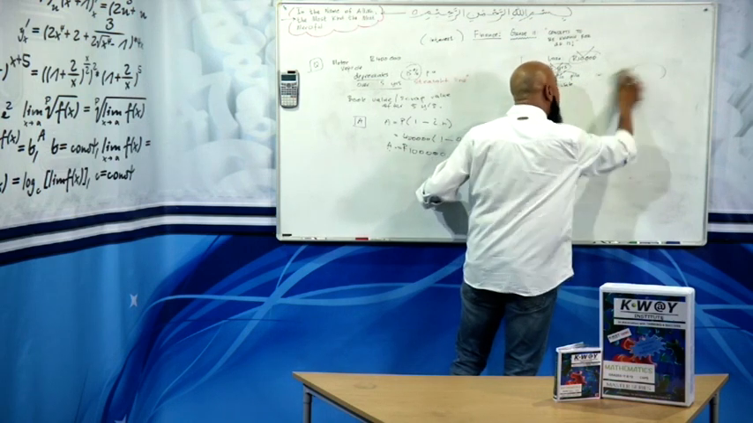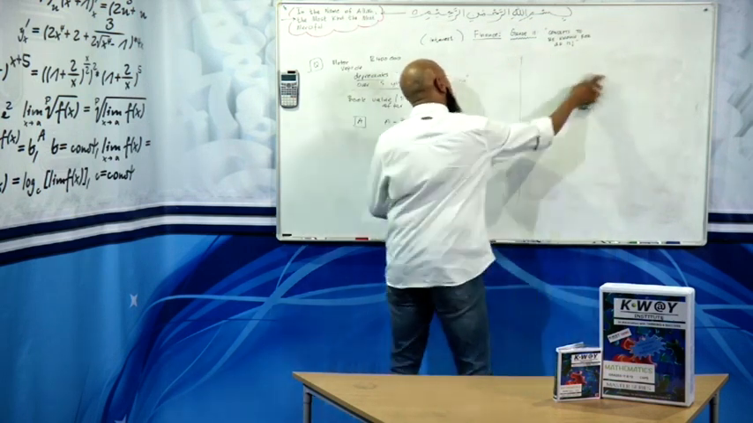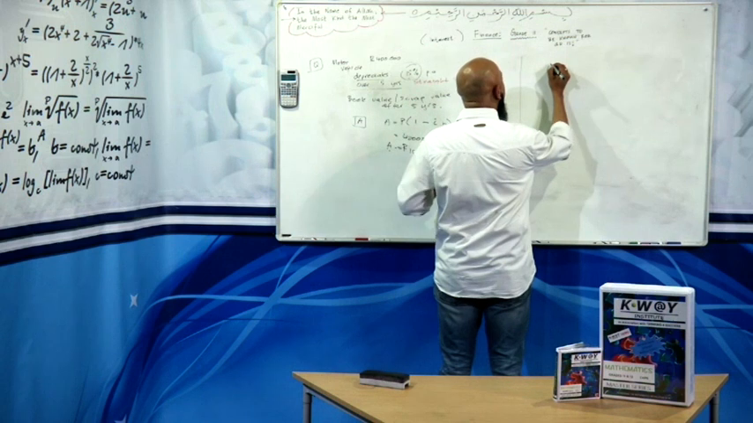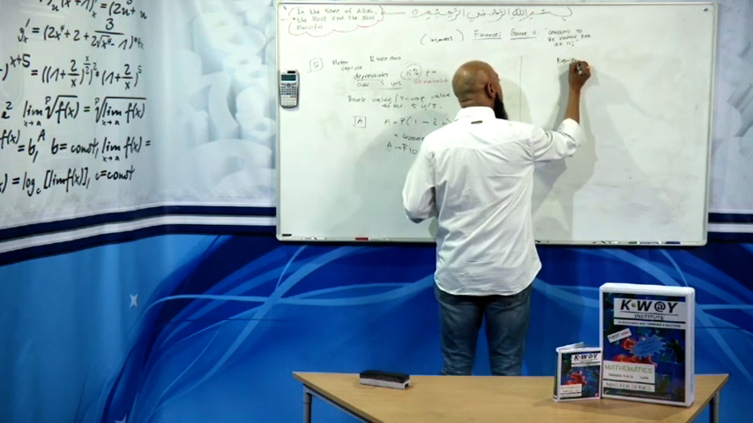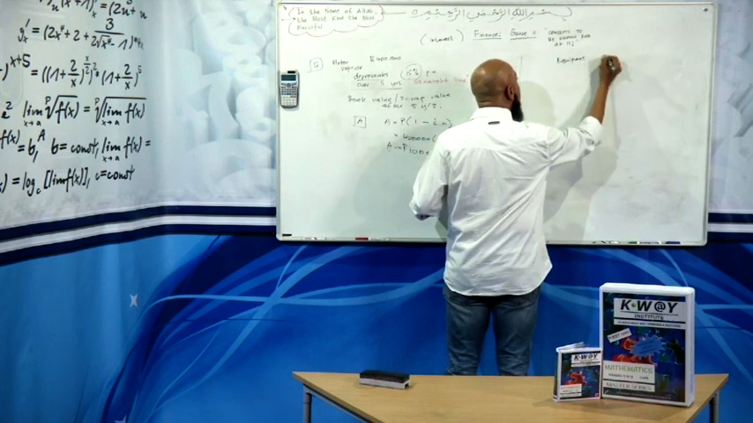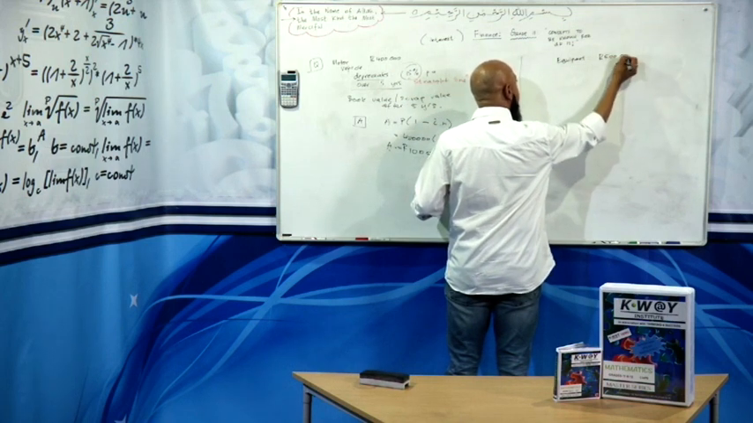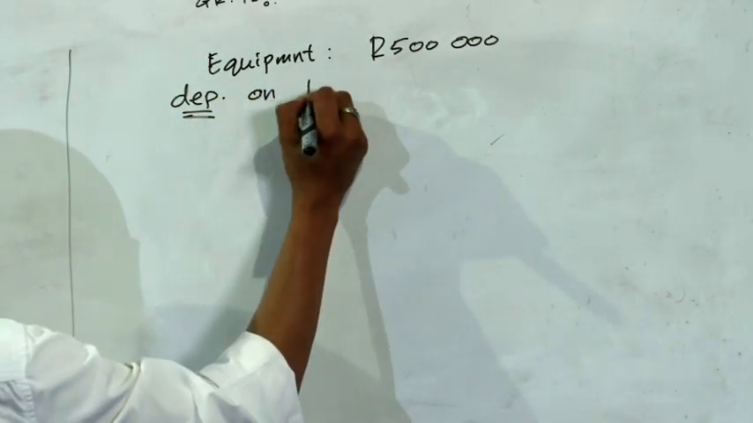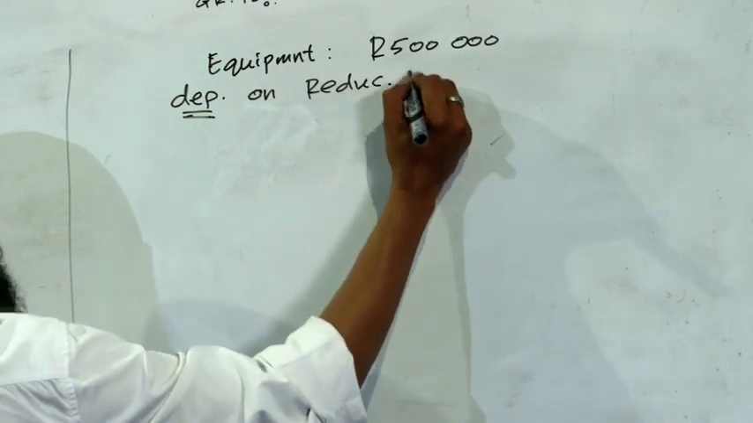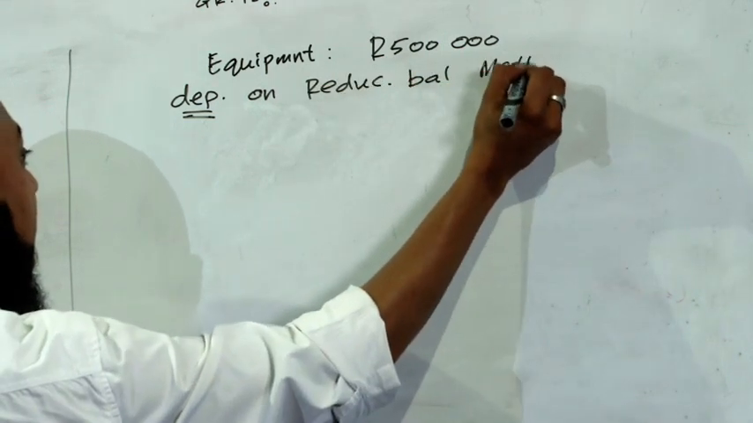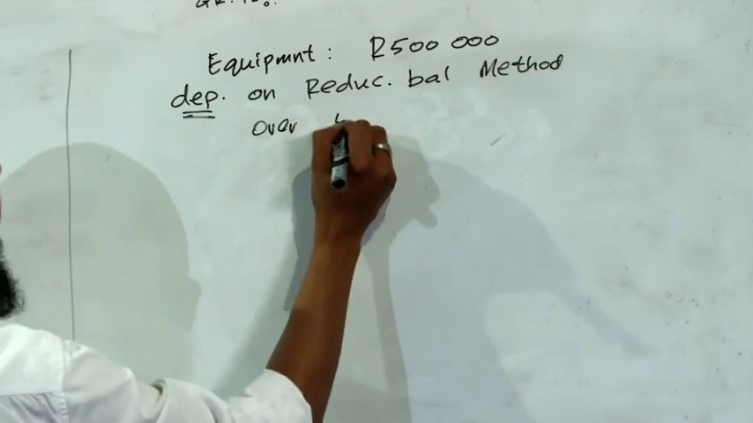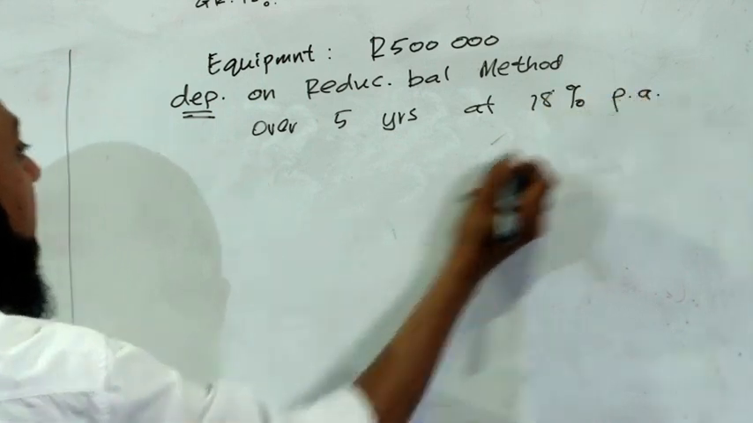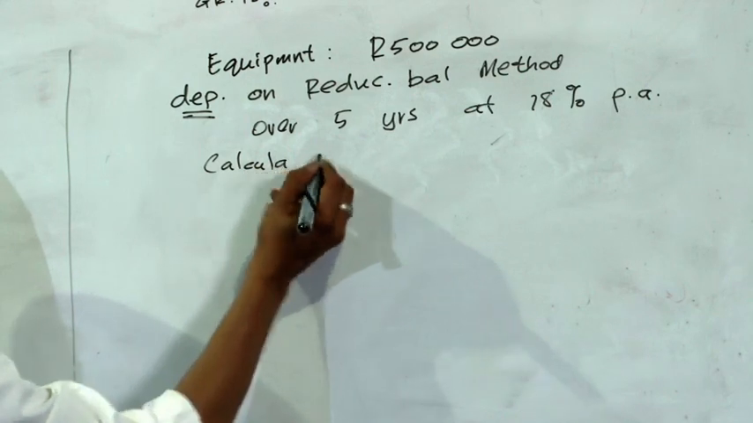Reducing or diminishing balance method. On this side, we are now going to be doing this: I tell you that you buy equipment, and the equipment is purchased for 500,000 Rand. It depreciates on the reducing balance method over a period of 5 years at 18% per annum. Calculate the book value.